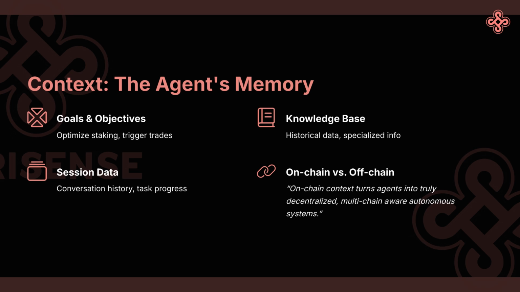But for critical state information, such as the agent's goals, configurations, or the final outcome of a task, the agent relies on the Verisense Nucleus. Nucleus acts as a secure, on-chain storage and messaging layer. It ensures that the agent's core context is immutable, transparent, and fully auditable.